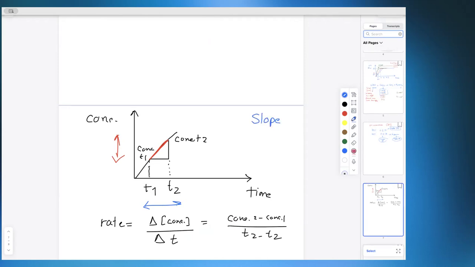Just look at the tangent of the curve, and then you can find the change in the concentration over the change in time, which is the rate of the reaction. Okay.